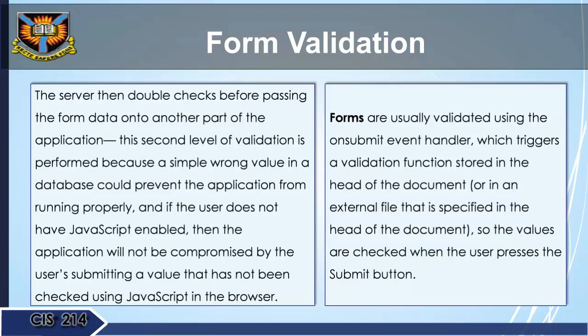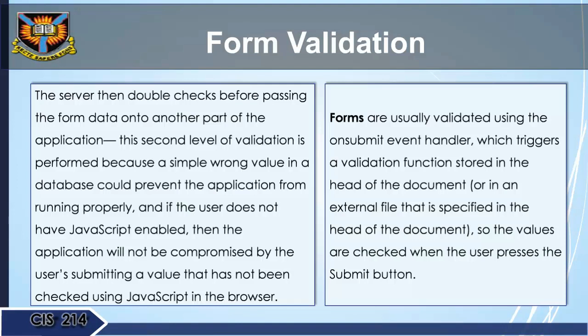This second level of validation is performed because a simple wrong value in a database could prevent the application from running properly, and if the user does not have JavaScript enabled, then the application will not be compromised by the user submitting a value that has not been checked using JavaScript in the browser.